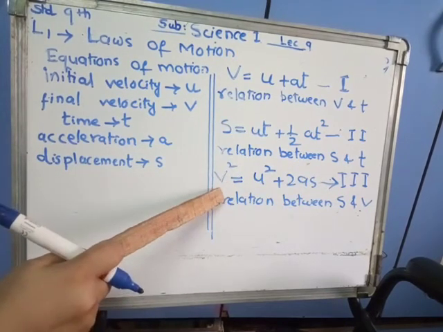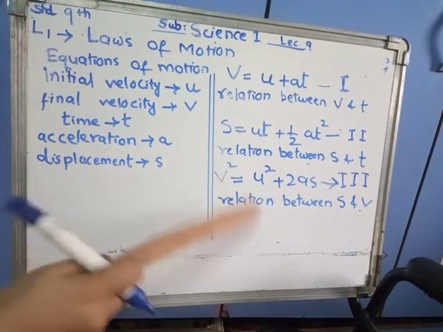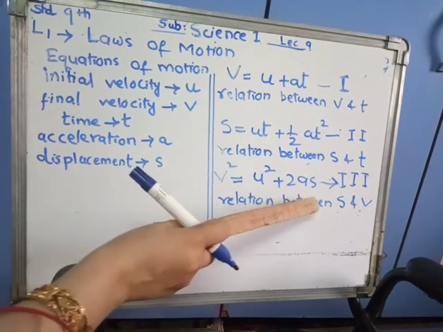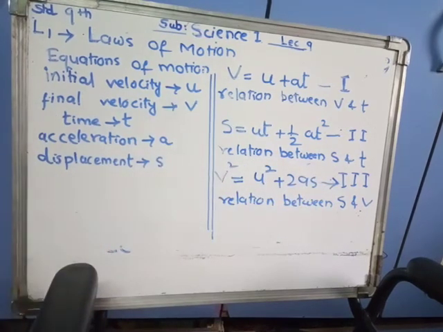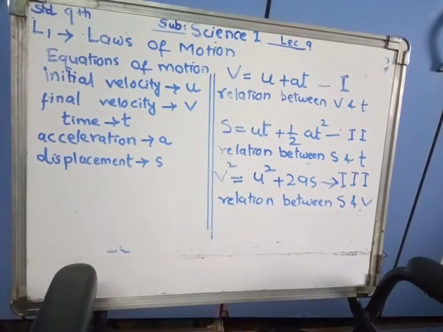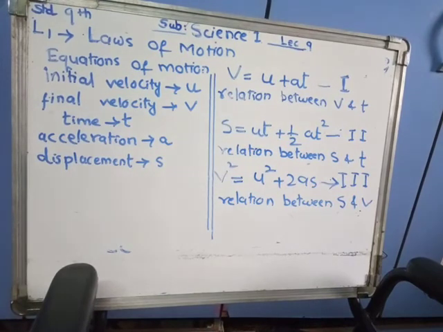This third equation of motion describes the relation between displacement and velocity of an object which is moving along a straight line, and the initial velocity of the object is small u, final velocity of the object is small v, the time is small t, acceleration is small a, and displacement is s.